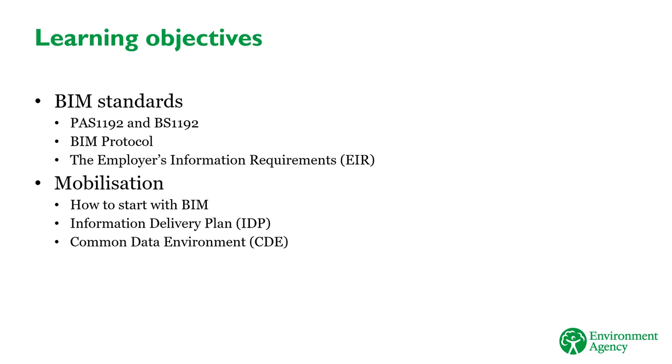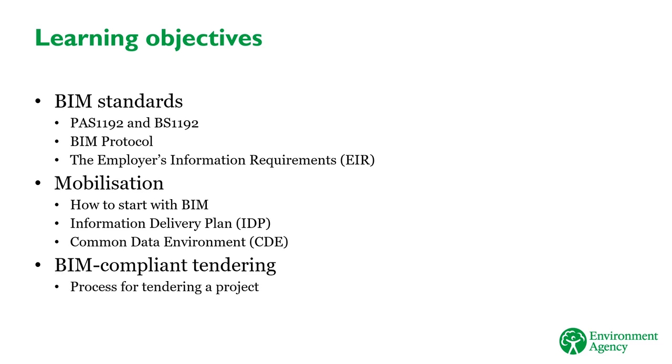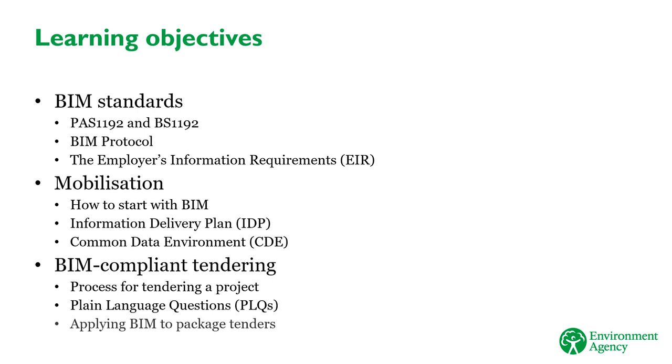You've also learned how these tools work together to help us classify and manage data and information across the asset lifecycle. Finally, you've learned how to apply BIM in a tender pack by including a completed IDP and the BIM protocol in the contract documents. You've learned how plain language questions help us to plan for and then manage stage boundaries. And you've learned that with packaging arrangements, you still need project-level CDEs and IDPs, but that BIM execution plans can be managed at the package level.